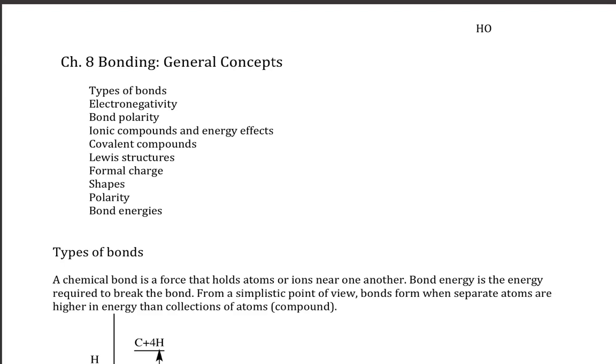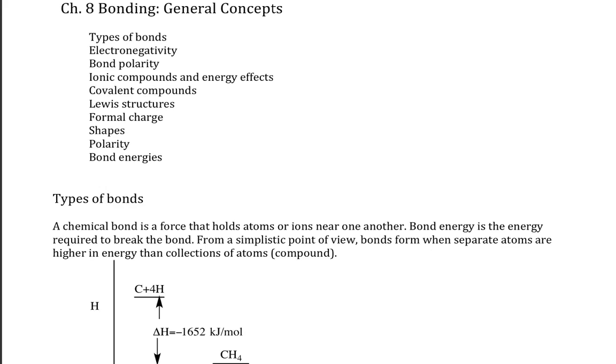So this is a video of Chapter 8, which is called Bonding: General Concepts. Our outline is types of bonds, electronegativity, bond polarity, ionic compounds and energy effects, covalent compounds, Lewis structures, formal charge that we actually will talk about in not these lecture notes, but in an activity, shapes, polarity, and bond energies.